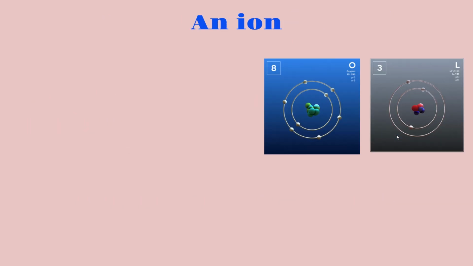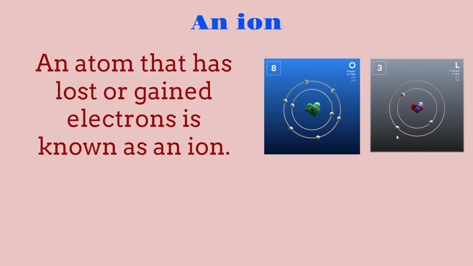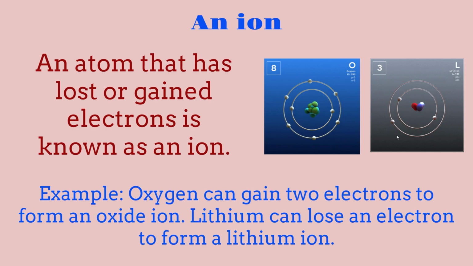So now let's look at what an ion is. An atom that has either lost or gained an electron is called an ion. An example of this is oxygen can gain 2 electrons to form an oxide ion, or lithium can lose an electron to become a lithium ion. So in this case, an ion is basically when an atom has lost or gained an electron. And an ion can be either positively or negatively charged.